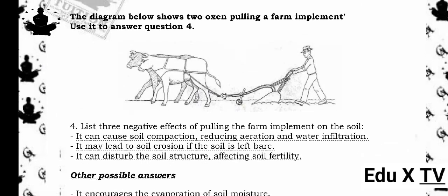The diagram below shows 2 oxen pulling a farm implement. Use it to answer question 4. 4. List 3 negative effects of pulling the farm implement on the soil. It can cause soil compaction, reducing aeration and water infiltration. It may lead to soil erosion if the soil is left bare. It can disturb the soil structure, affecting soil fertility.